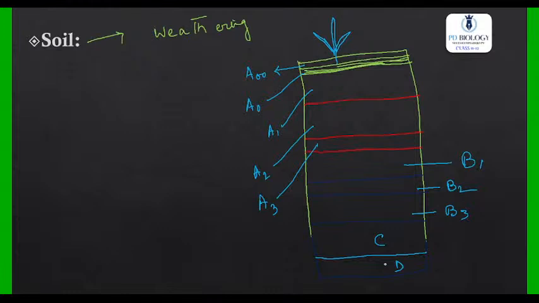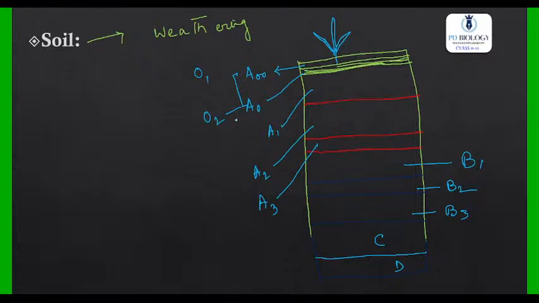O horizon is divided into two. Look here. A00, or you can say O1, and A0, you can say O2. A00 is the upper subhorizon, which contains freshly deposited organic components such as fallen leaves, bark, animal remains, animal excretion. These are A00 or O1.